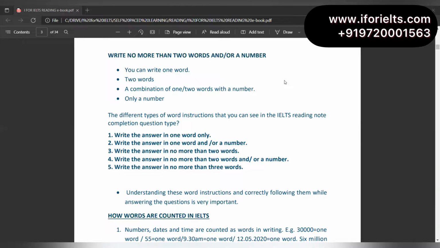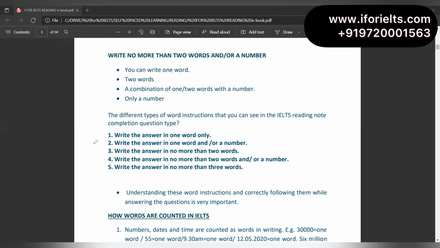So, the first and a very common instruction is: write no more than two words and/or a number. This is quite confusing, and most of the students get confused in this. This means that you can write one word in the answer, you can write two words, you can write a combination of one or two words with a number, or you can write only a number. So all these answers are permitted when the instruction says write no more than two words and/or a number.